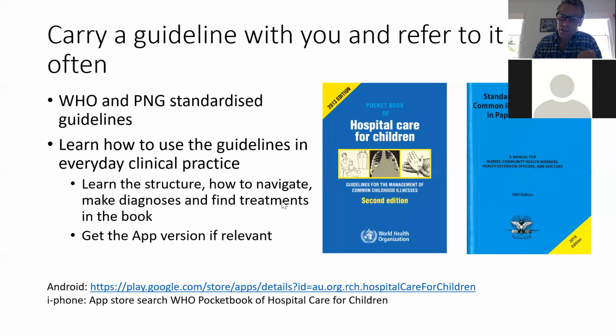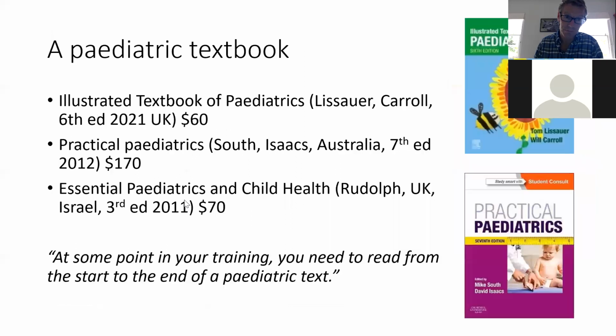Learn how to find different things within it, learn how to make diagnoses and find treatments in the book. And if it's relevant to you, as in you've got a good Android phone or an iPhone, then get the app version. There's an app version of the pocket book of hospital care for children. I don't think using just online resources is a very good approach, but online resources can be complementary to using guidelines and other resources. Right.